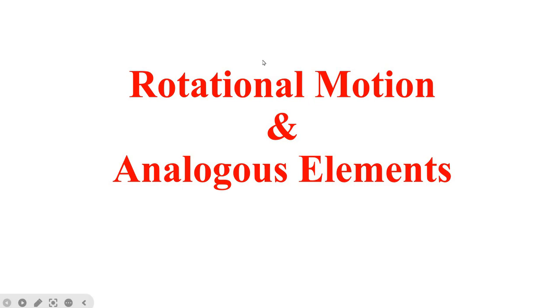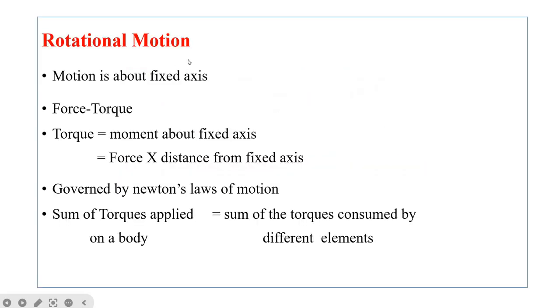Hello everyone. In this lecture, we will understand what rotational motion is and the analogous elements of translation and rotational motion. Rotational motion is the motion about a fixed axis, and here the force gets replaced by the torque. Force was in the translation motion, and in rotational motion that force gets replaced by the torque. And torque is equal to the moment about the fixed axis, which can be written as the product of the force and the distance from the fixed axis.